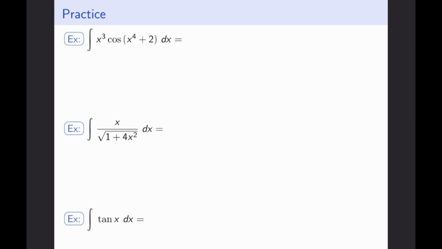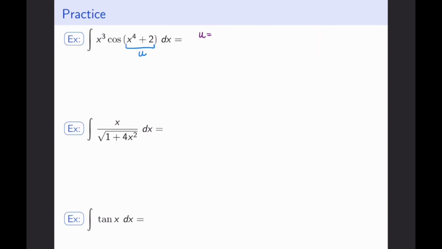Okay, so here we have x cubed cosine of x to the 4th plus 2. So cosine has this really bulky inside, and this is probably a good first attempt at making the u equal to x to the 4th plus 2. Let's see if that's going to work out. We will know if it does or not in the next step after the substitution.